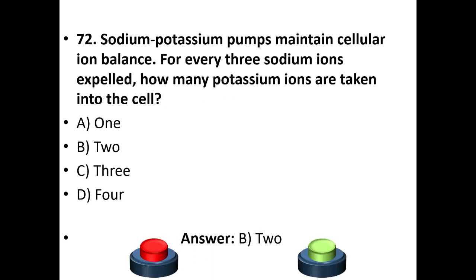72. Sodium potassium pumps maintain cellular ion balance. For every 3 sodium ions expelled, how many potassium ions are taken into the cell? Your answer is B, 2.